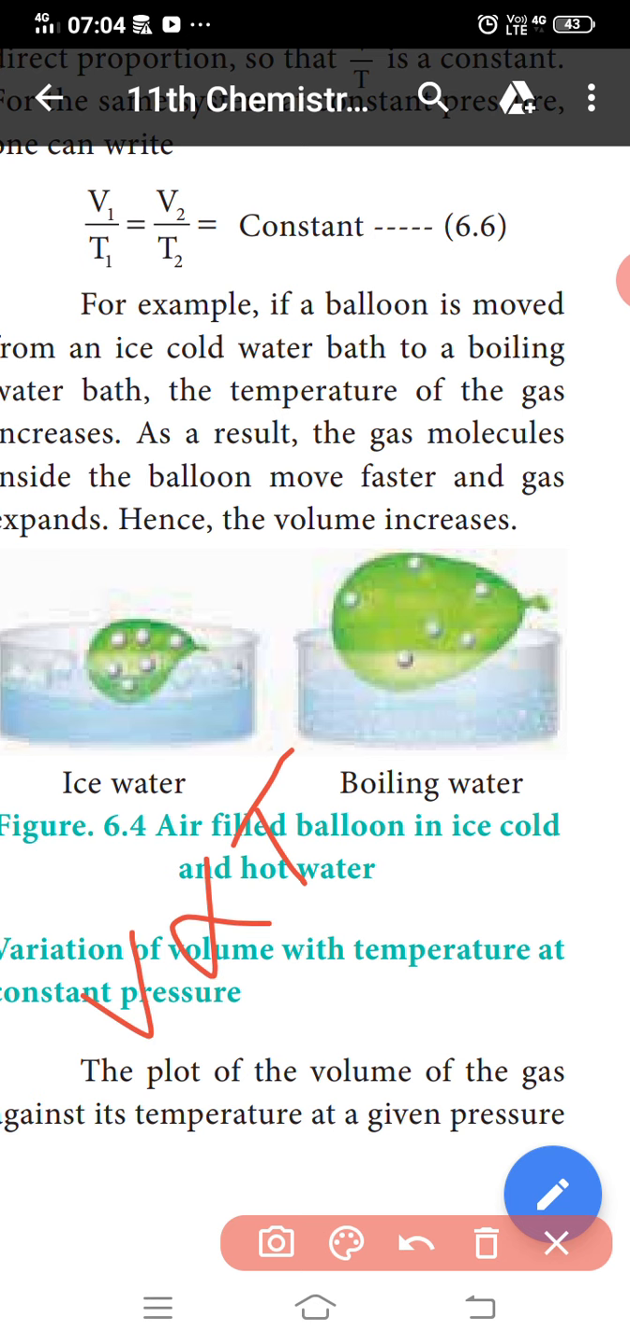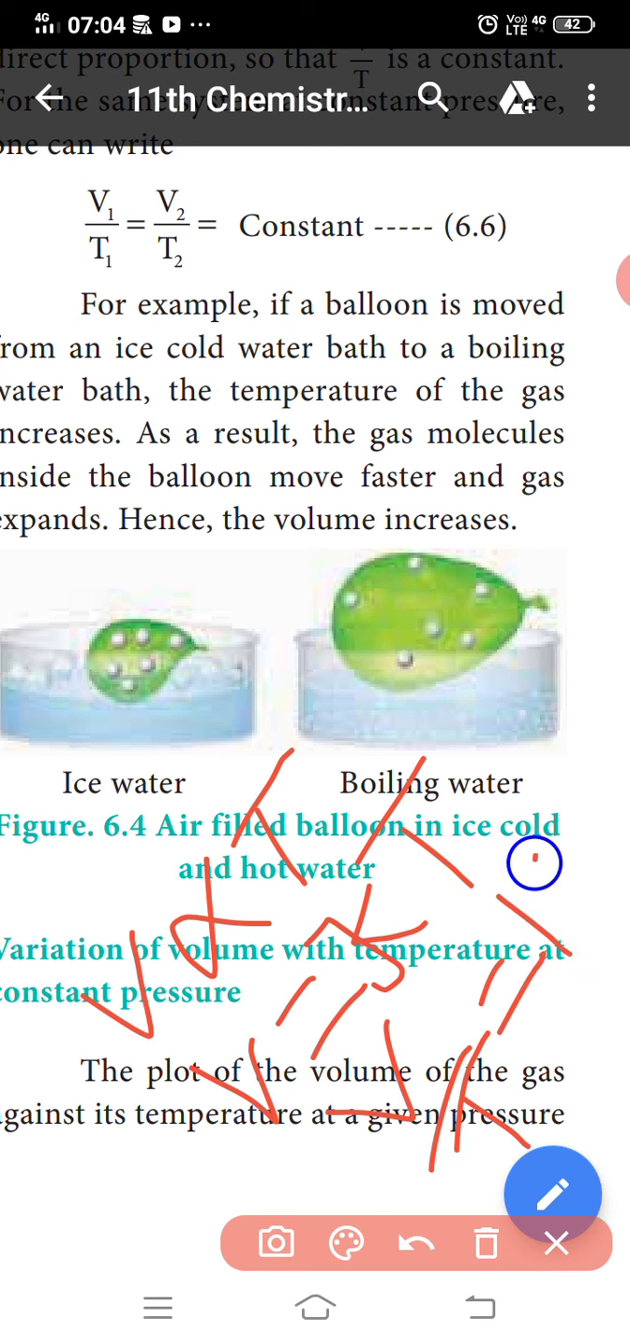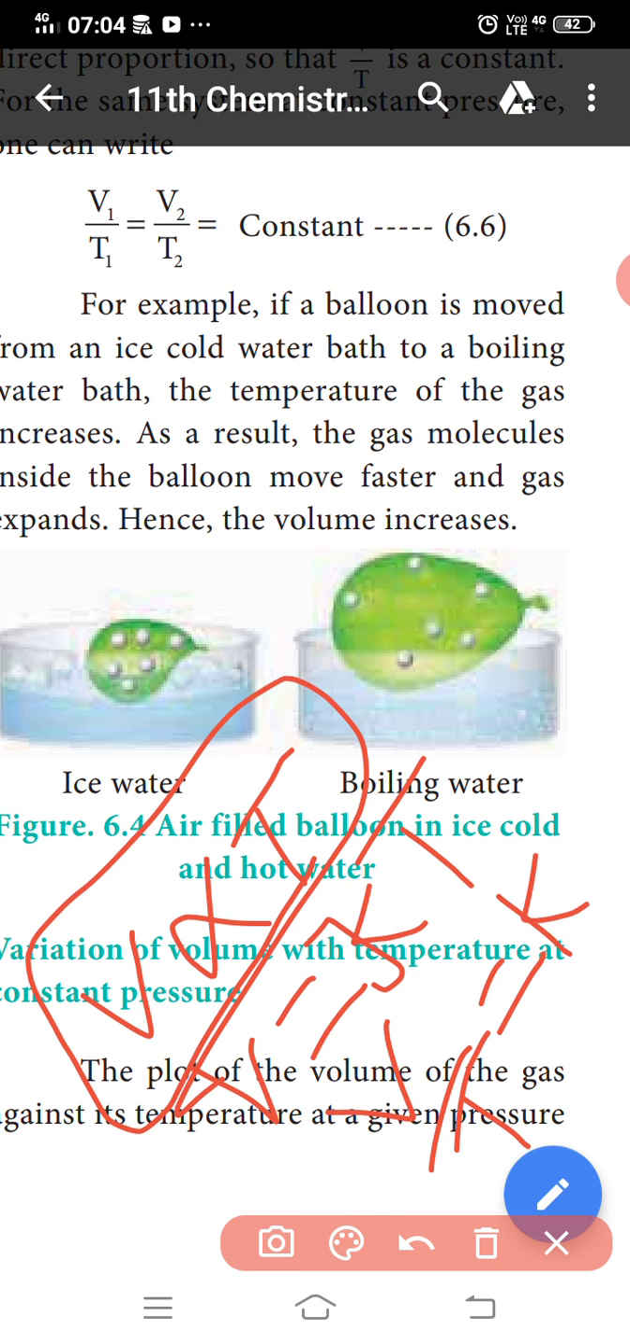So V is proportional to T, so V is equal to KT, where K is the proportionality constant. So V by T is equal to K. The relation between the volume of a gas and its temperature: for a fixed mass of a gas at constant pressure, the volume is directly proportional to temperature. This is the Charles' law formula.